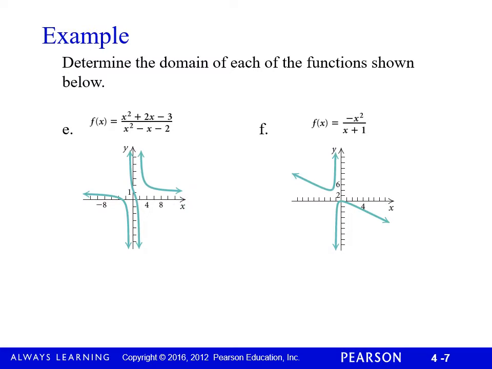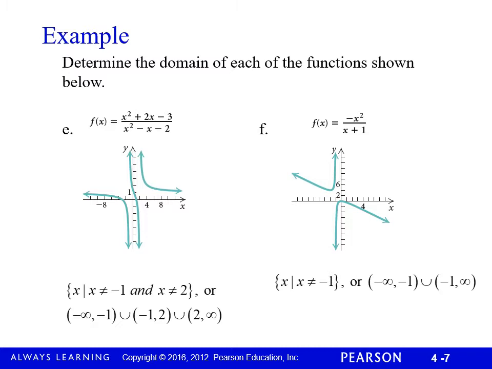Again, in this problem C, we have another factoring problem. Here I didn't do the factors, but if you factor it, you'd find out that you'd have x plus 1 and x minus 2. And so you get the domain stated here in, again, set and interval notation. And then the last one is pretty straightforward. x plus 1 cannot equal 0, so x cannot equal negative 1.